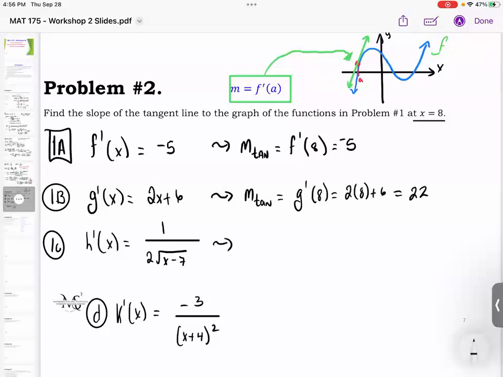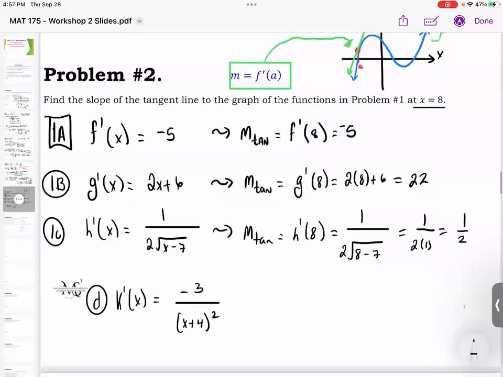Now you do it again. You say m tangent is equal to h prime of 8. So wherever you see an x, you replace it by 8. So this is 1 over 2 times the square root of 8 minus 7. Now what is 8 minus 7? 1. Square root of 1? 1. So you have 1 over 2 times 1, which is just 1/2.